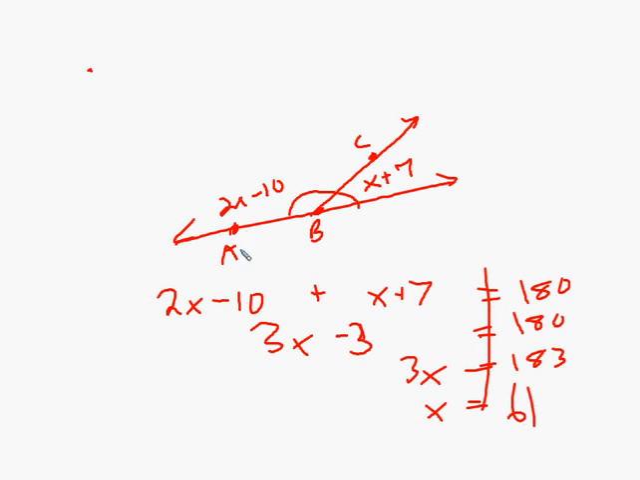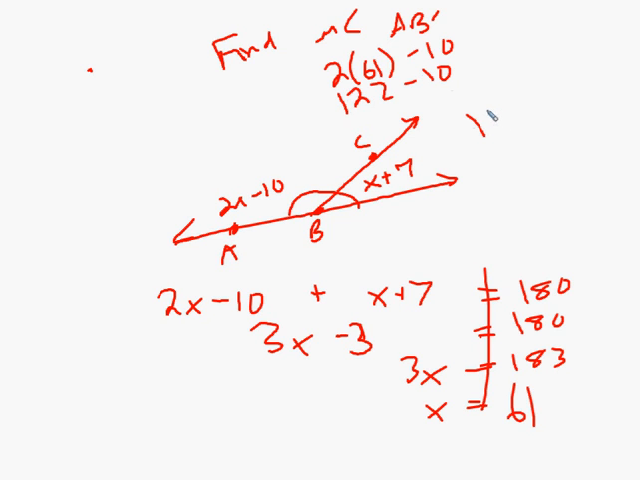Okay, but now, if I want angle ABC, so we're going to find the measure of angle ABC, I'm going to put the 61 into there. So I get 2 times 61 minus 10. So I do 2 times 61, 122. Minus 10. 112. So 112 degrees. If I wanted this angle, what would I do now? Just 61 plus 7, which would be 68.